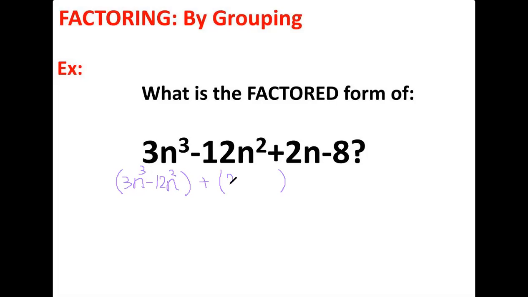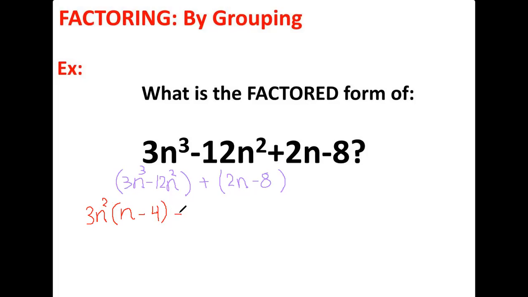Second group, we have 2n minus 8. Next, we are going to search for the GCF between 3n to the power of 3 minus 12n to the power of 2. What is the GCF between them? So we can say that it's 3, and I have n to the power of 3 minus n to the power of 2, so I have n to the power of 2. Then I'm going to open a parenthesis. 3n to the power of 3 divided by 3n to the power of 2, so I have n, only n. Negative 12 divided by 3 will be negative 4.